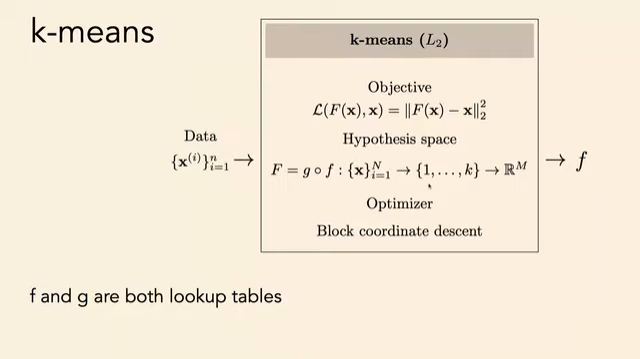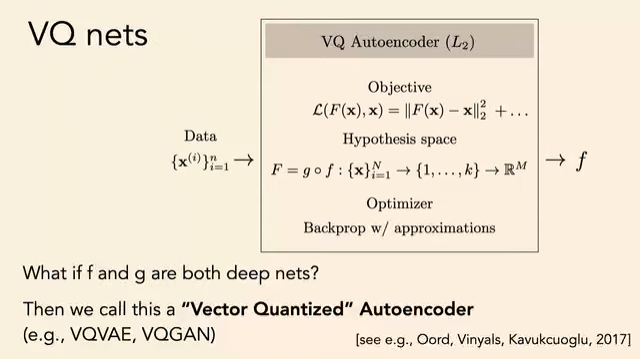Okay, and then the deep learning version of k-means is called a vector quantized autoencoder. So a vector quantized autoencoder is exactly the same as k-means, except that f is nonlinear instead of linear. And there's a whole bunch of variations on VQ models. There's VQ-GAN, VQ-VAE, et cetera, et cetera. These have bells and whistles. But this is the gist of it.